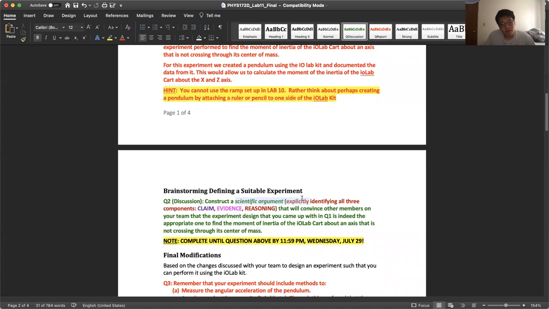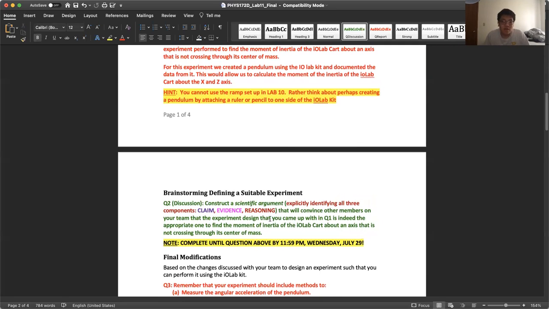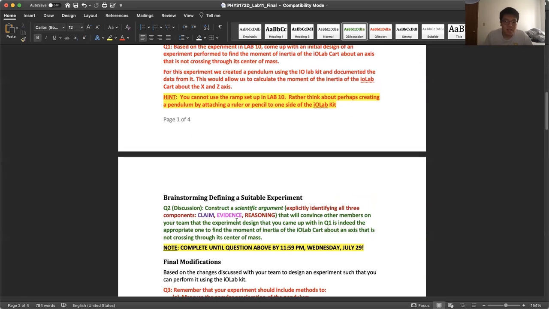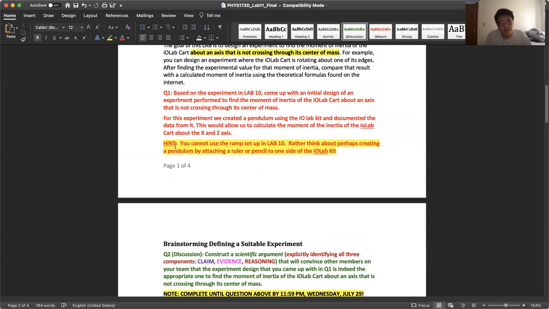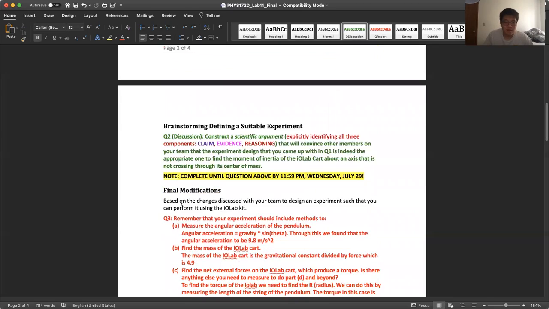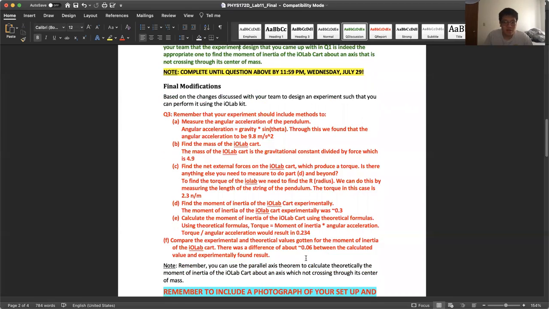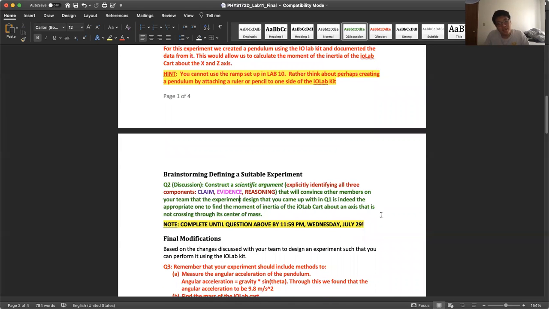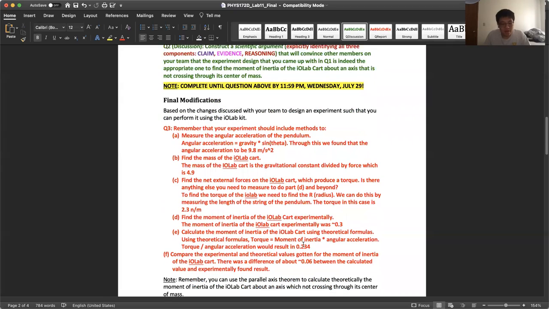All right, first discussion question. Construct a scientific argument explicitly identifying all 3 components, claim, evidence, and reasoning, that will convince other members on your team that the experiment design you came up with in Q1 is the appropriate one to find the moment of inertia of the IOLab cart about an axis not crossing the center of mass. So my claim is what I said earlier. The evidence is basically what Q3 is of all these questions. It'll show that my experiment works, and the reasoning is because of that as well.